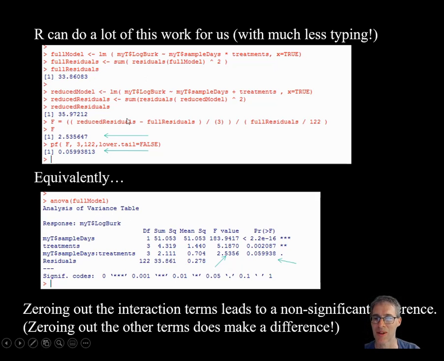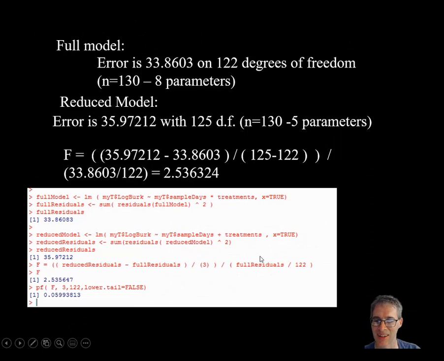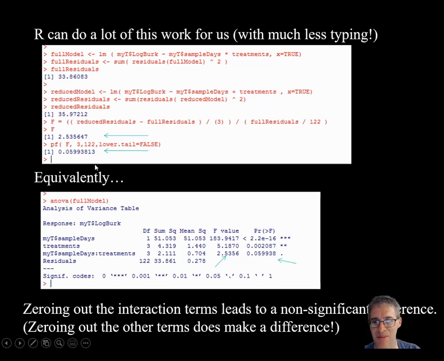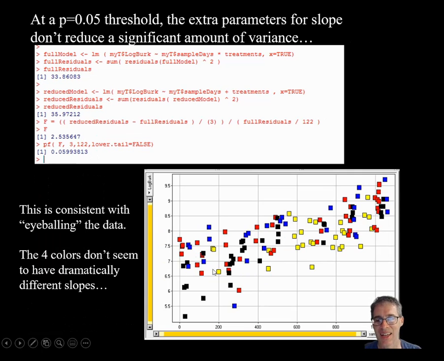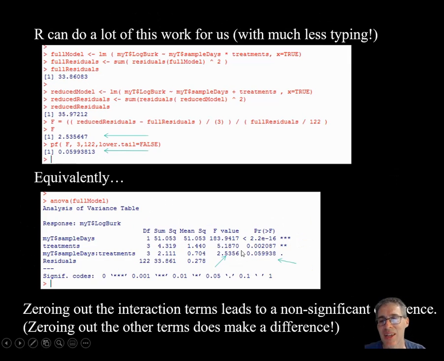Alternatively, with much less typing, I can get that 0.059 by just saying ANOVA of the full model, right? If I make this my full model, and I say ANOVA full model, R is going to tell me whether the interaction terms are significant, and I get that same p-value of 0.059. So this p-value I can get with much less typing by just building the full model and saying ANOVA full model. Now this 0.06 is sort of a marginal effect, right?